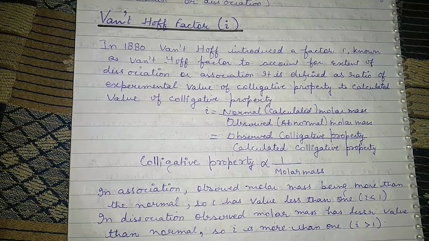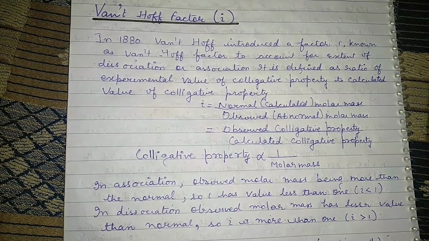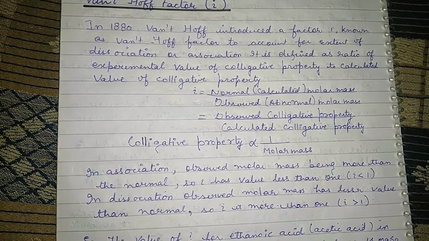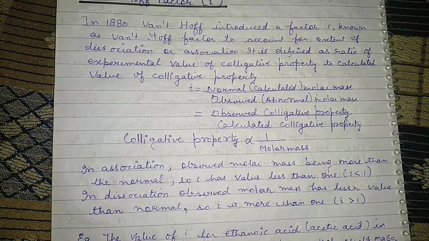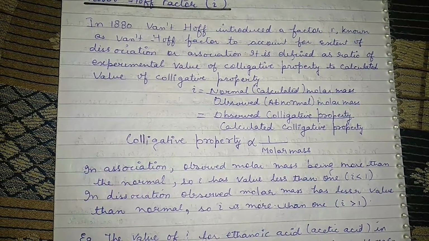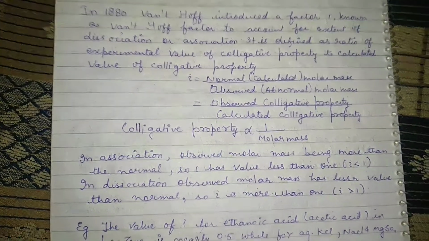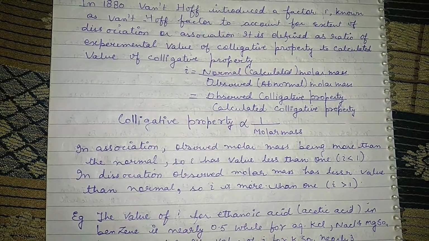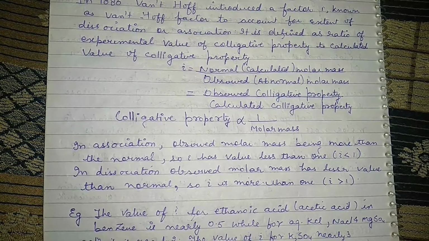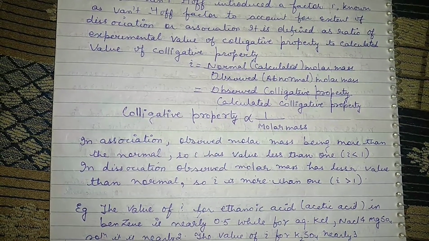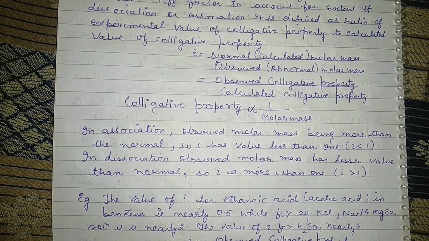It is defined as the ratio of the experimental value of a colligative property to the calculated value of the colligative property. So the formula for i is equal to normal molar mass upon observed molar mass, or we can say calculated molar mass upon abnormal molar mass, or the second way to present it is observed colligative property upon calculated colligative property. So there is an inversely proportional relationship between the colligative property and the molar mass.